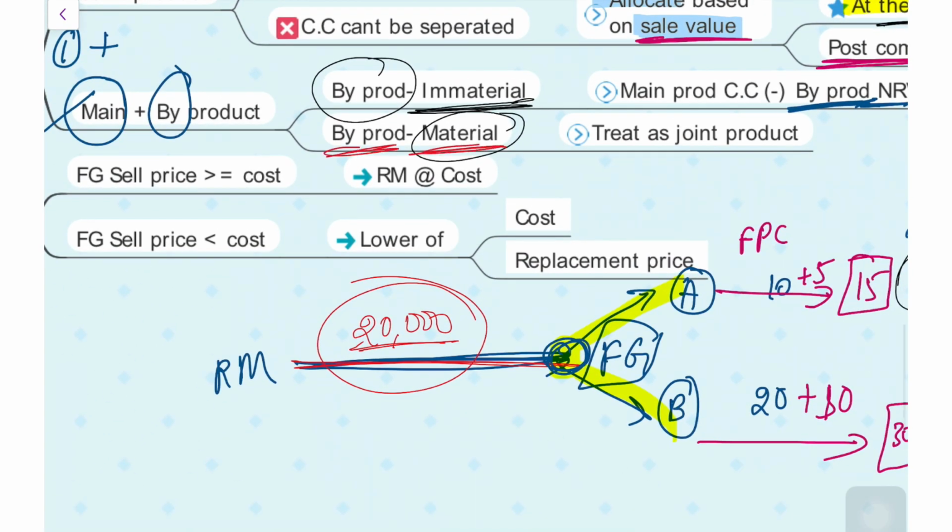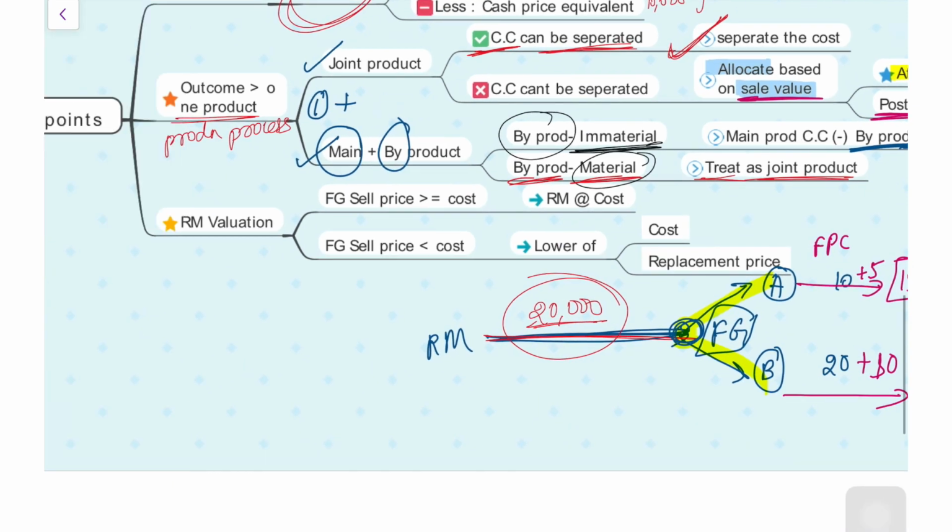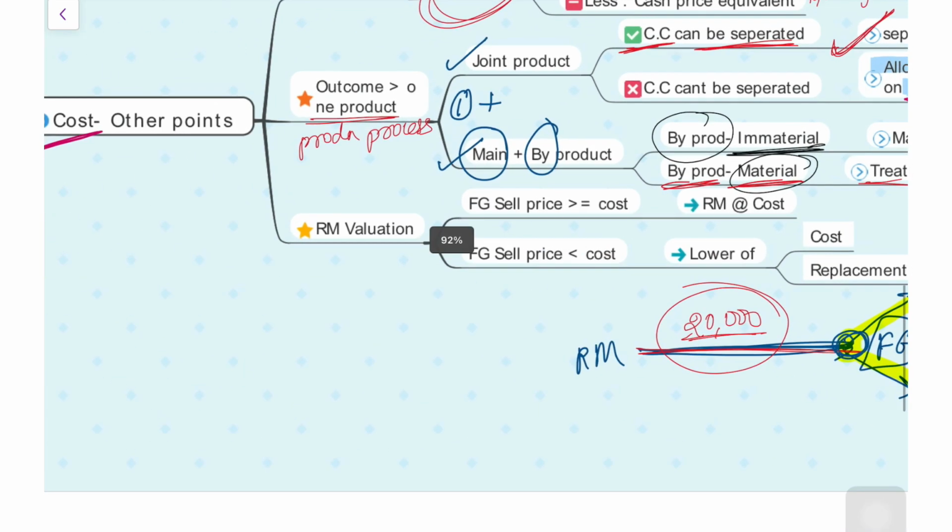But if the byproduct is material, what do you do? You treat it just like a joint product and do whatever I said in the joint product. So here both the products are material, so just use joint product accounting, use that accounting itself and account for it. I hope this is also clear to you.